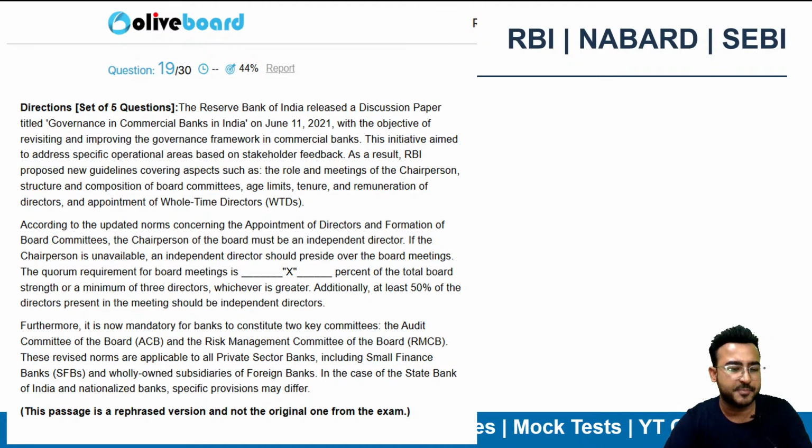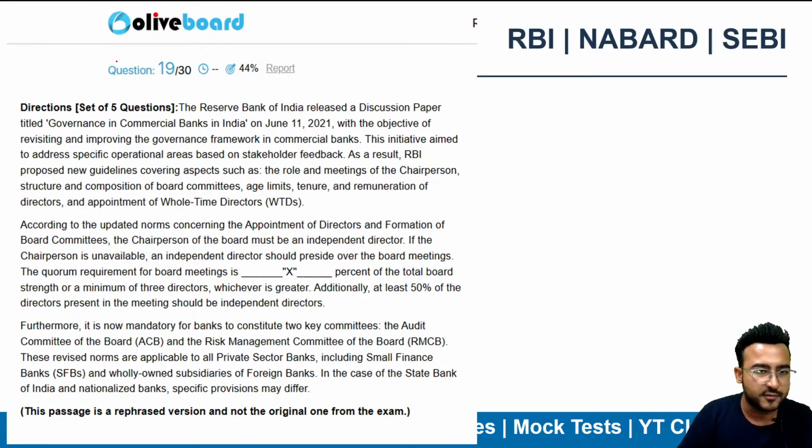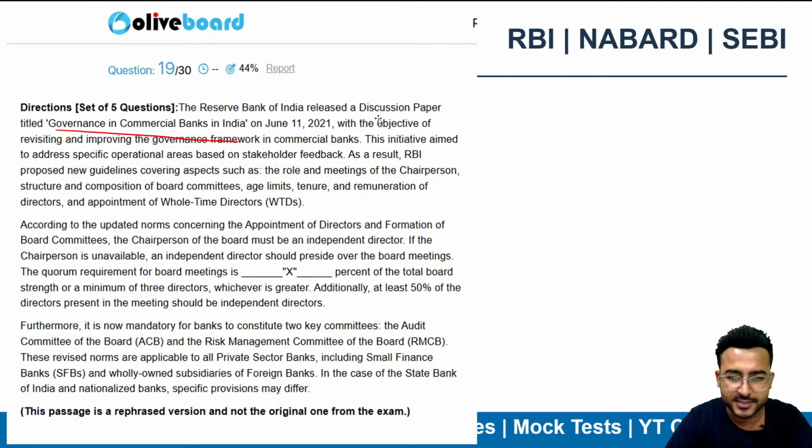Next again is a para based question. This is related to governance in commercial banks in India, from the RBI discussion paper. Now, I cover discussion papers quite often, so students say, sir, why are you teaching this, it's just a discussion paper, it cannot come. You can see that RBI does not leave out even discussion papers. So they can definitely ask you questions related to discussion papers as well.